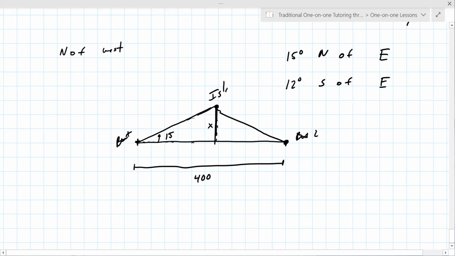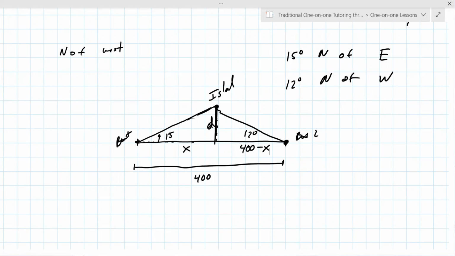This is some island. They want to know how far the island is from here, and this distance, and they tell you that this is, I don't know, 12 degrees. Okay. So it's actually the same as the one we just did. You just have to set them equal to each other. Yes. Like that's X, that's 400 minus X. There are other ones where it's like find the missing treasure.